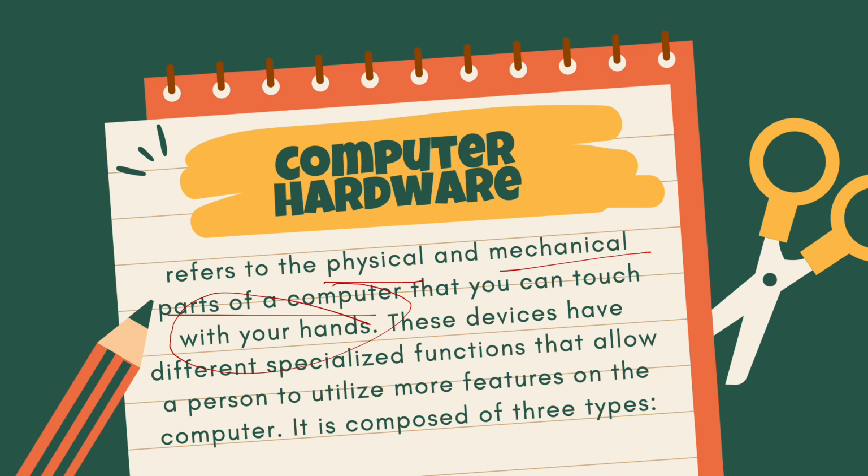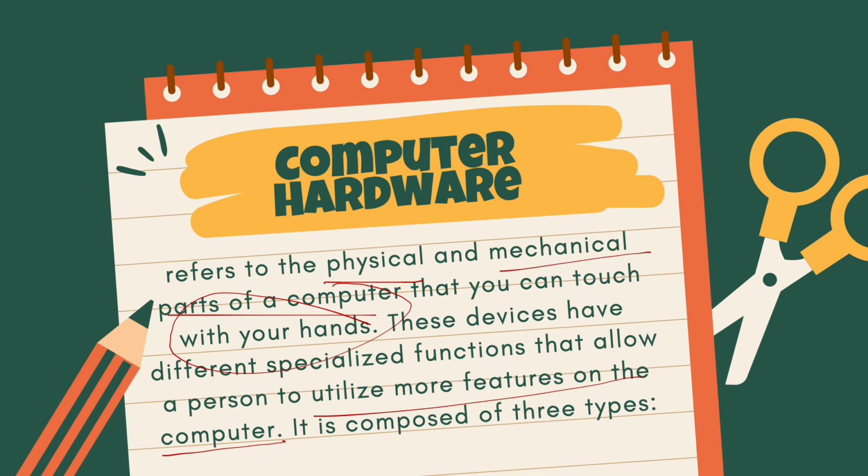These devices have different specialized functions that allow a person to utilize more features on the computer. So we use this computer hardware to utilize more features on the computer. We cannot touch anything from the screen, right, if we don't use a mouse. So we cannot utilize the applications we installed on our computer if we don't have a mouse or keyboard.